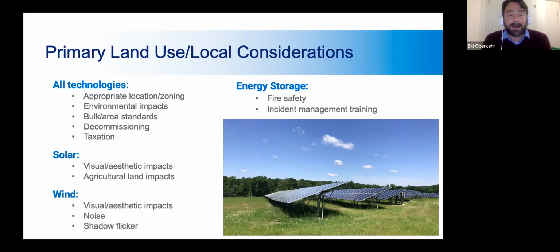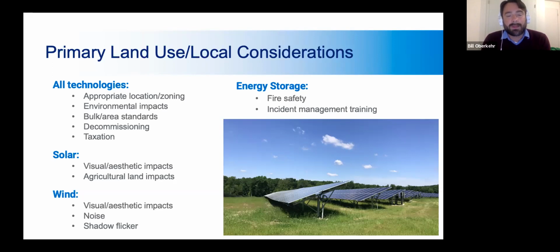So now we've got the hot button issues for each technology. For solar, it's mostly visual and aesthetic impacts. I'm sure folks in Rockland are aware of that by now. Not everyone loves the way solar looks. Even the biggest solar fans don't necessarily love the way it looks. So it's something that we have to think about and plan for from a land use perspective. And agricultural land impacts, also in New York State, is a big one, balancing solar development with agricultural uses.